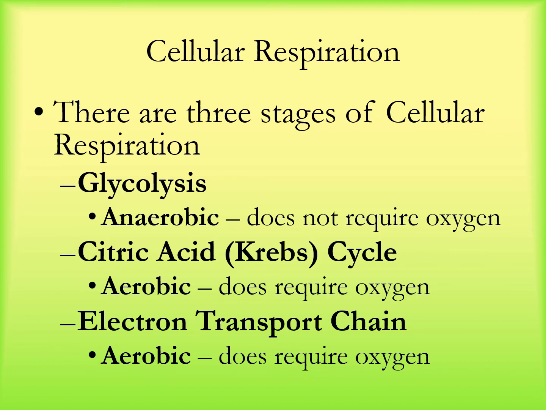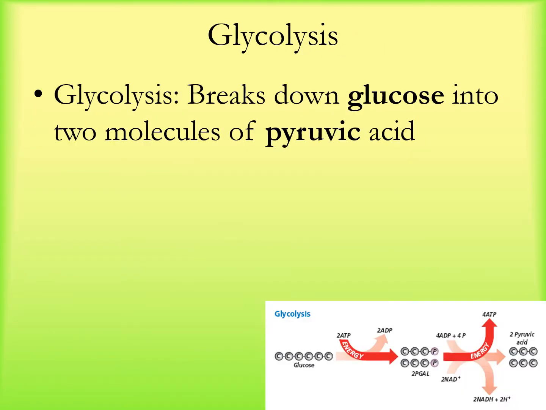And the electron transport chain also needs oxygen, and that is aerobic respiration. This electron transport chain is happening in our mitochondria, one of the organelles in our cell. Glycolysis is happening in our cytoplasm, wherein this is anaerobic. It does not require oxygen.